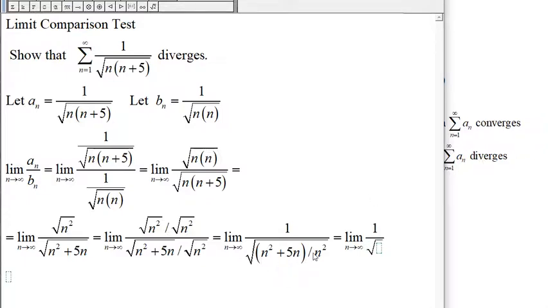n squared divided by n squared is 1. And then 5n divided by n squared will be 5 over n. So one more time, n squared divided by n squared is 1. 5n divided by n squared is 5 over n. And then as n approaches infinity, we get 1, and then 5 divided by n would be 0. So altogether we get 1.